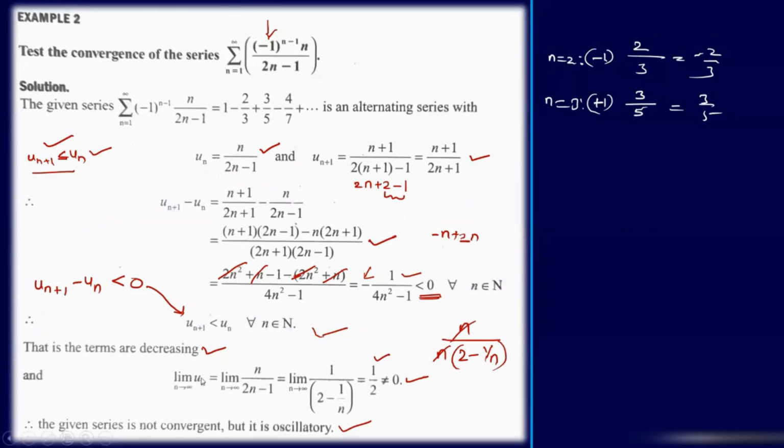In case, remember, if you get this limit as 0, we would have said the given series is convergent. As the limit is not equal to 0, we are saying it is not convergent. I mean, it is oscillatory.